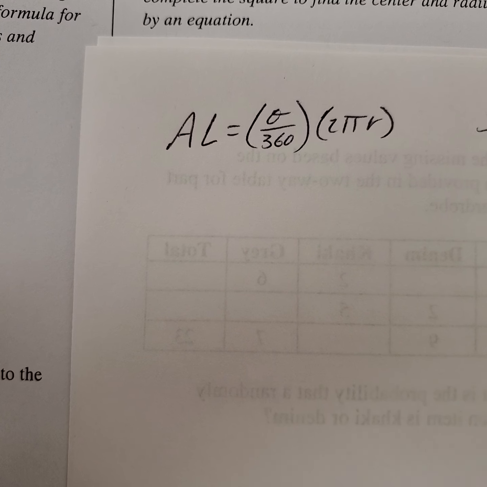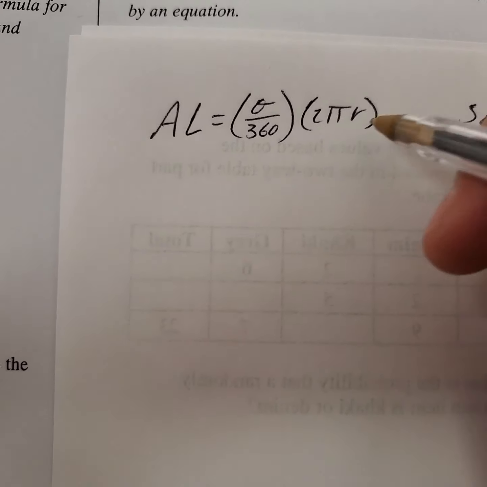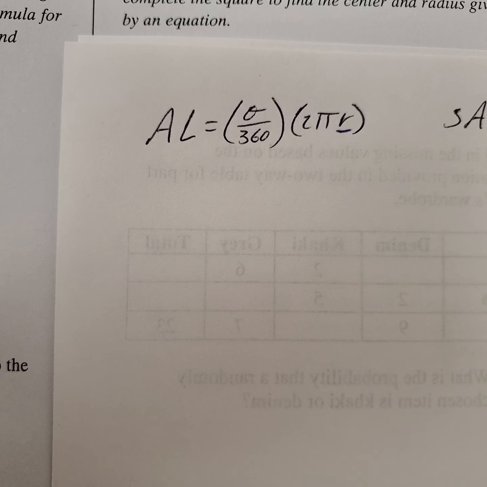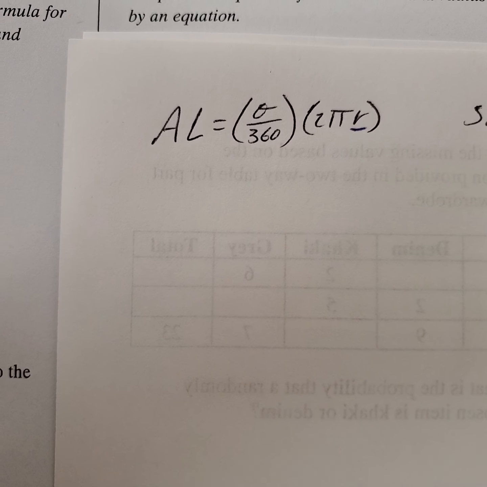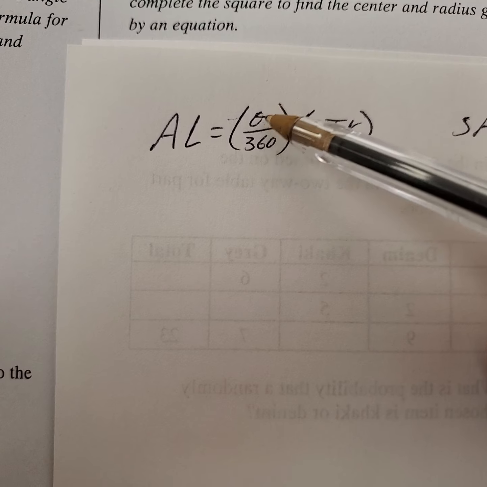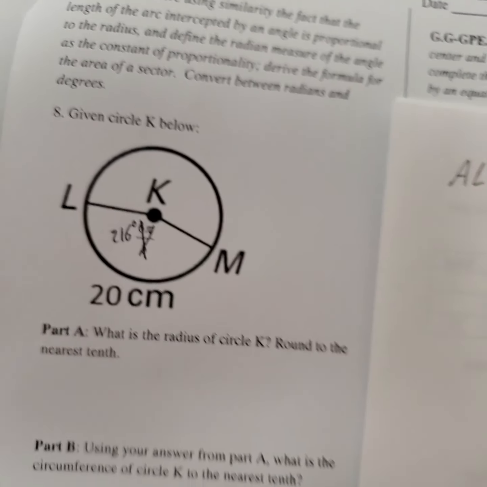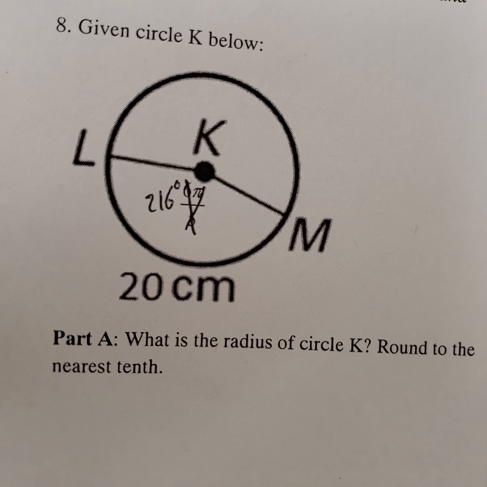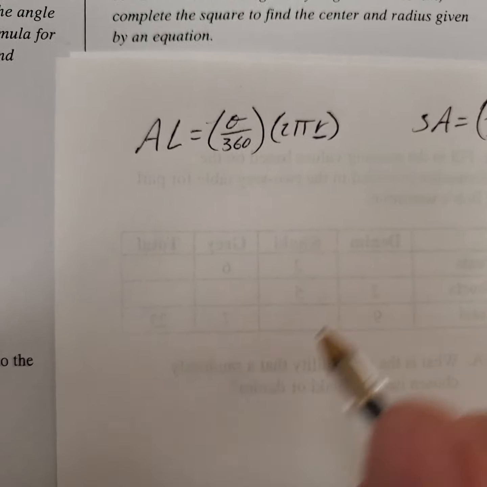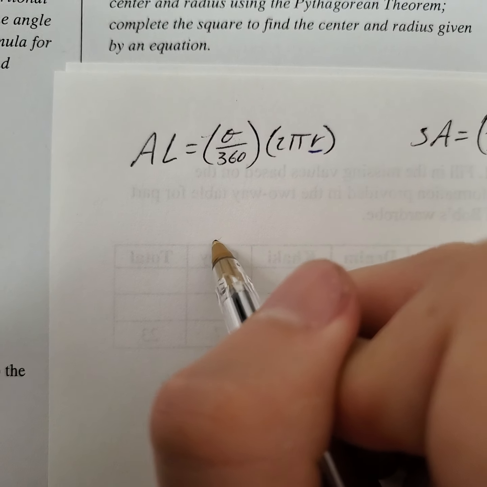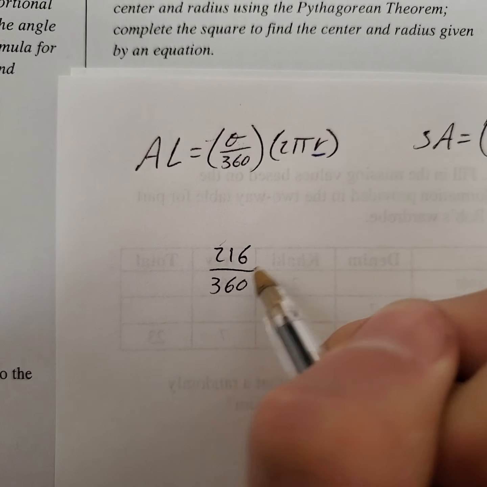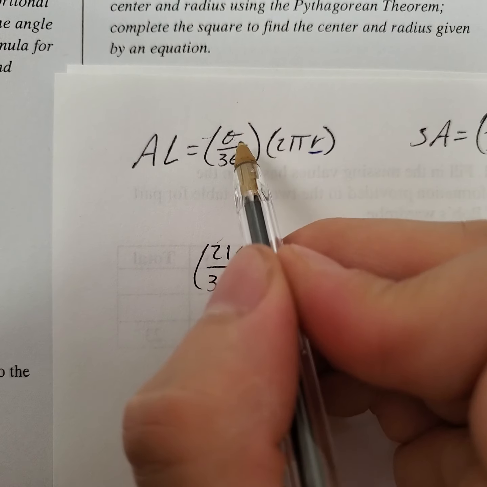So here's the thing. We want to find radius. We want to find this value here. That's our goal. Let's find what's the measurement of the radius. So for that we need the given angle measurement, and the given angle measurement is 216. All right, so 216 is the angle they're giving us. So I'm going to have 216 and the denominator 360. So that is this first part.